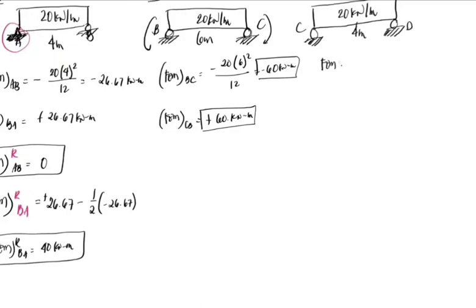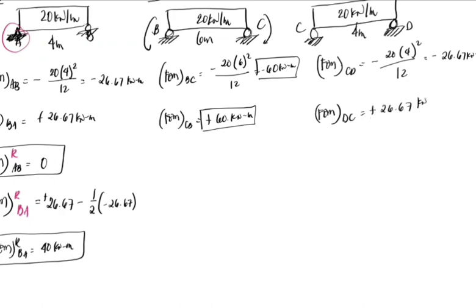Yung C natin walang problema. Yung CD. Okay, so we have negative 20 multiplied by 4 raised to 2 divided by 12. So that is equivalent to negative 26.67 kilonewton meter. Next naman po, para sa ating fixed end moment DC, yung DC natin yung may problema kasi po nasa roller yan. So, that is positive 26.67 kilonewton.